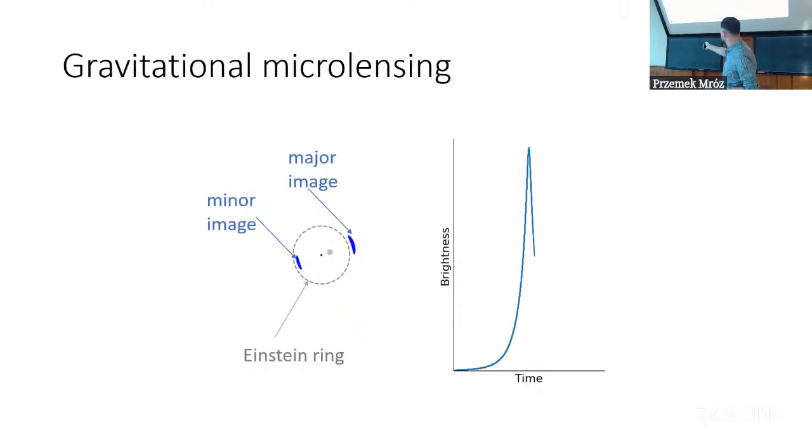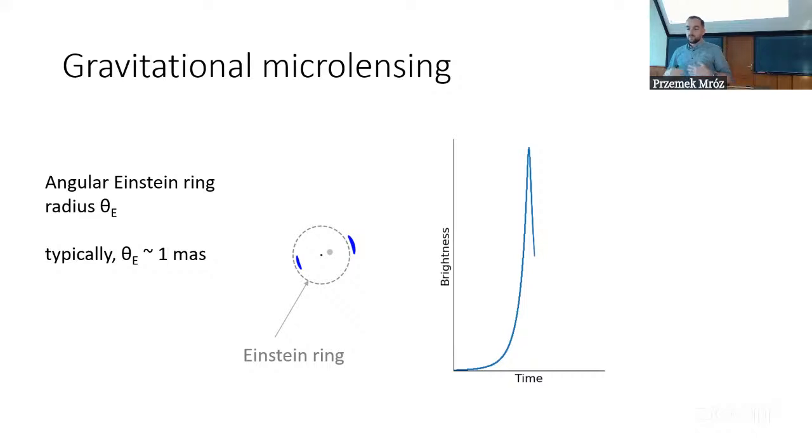These two images are called the minor and major image. One of them is located inside the Einstein ring. The other is located outside the Einstein ring, which has a typical angular radius of roughly 1 milliarcsecond. So the images are also separated by roughly a milliarcsecond or so. They are so close to each other that we cannot resolve them with normal telescopes. But as I said, we can measure the combined brightness.